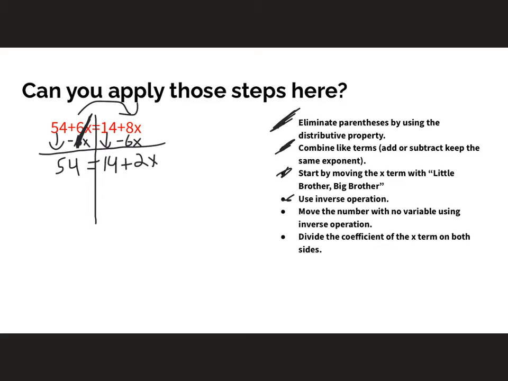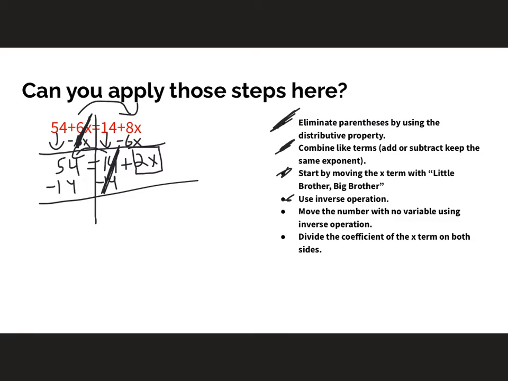My next step says to move the number with no variable using inverse operation. So now, since I moved that 6x over to give me this 2x, we want to keep this by itself. So in order to do that, I need to move this 14 over. We're going to use the inverse operation. So since this is a positive 14, I'm going to do minus 14, and again, what I do to one side, I do to the other side.